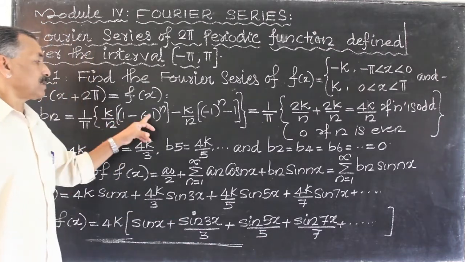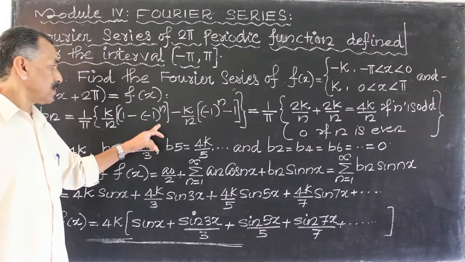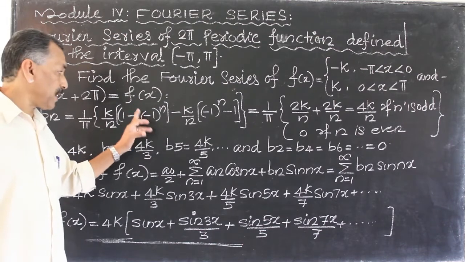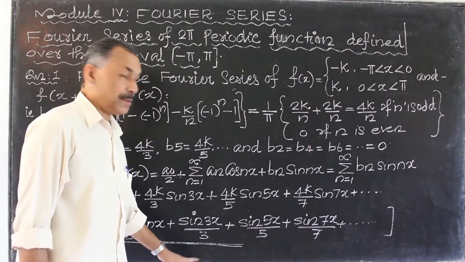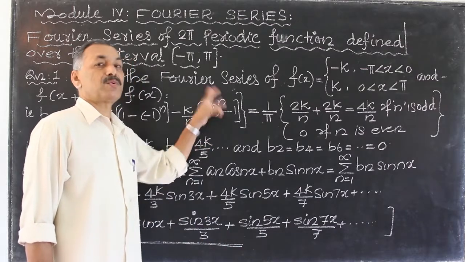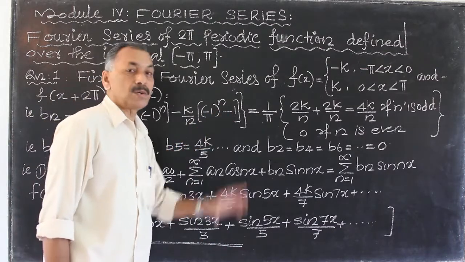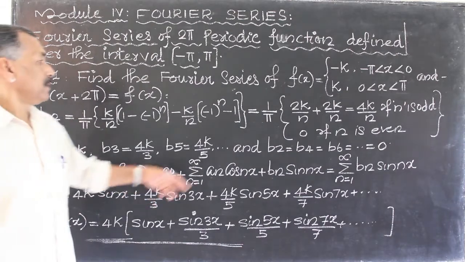Cos 0 minus cos minus n pi. Cos minus theta is equal to cos theta, minus 1 raised to n. Cos n pi. Minus k by n into cos n pi, and then cos n pi is equal to minus 1 raised to n, minus cos 0, which is equal to 1. That is 1 by pi.